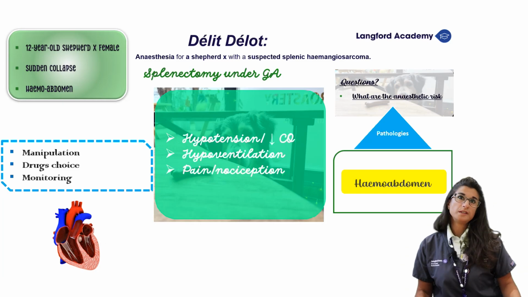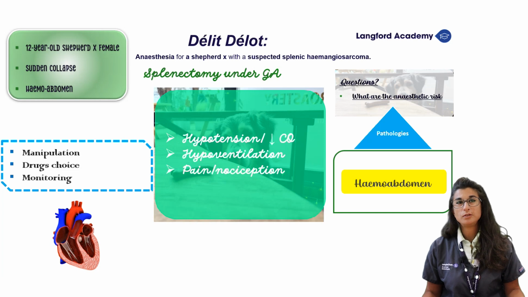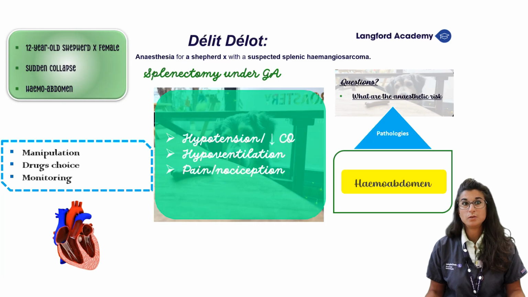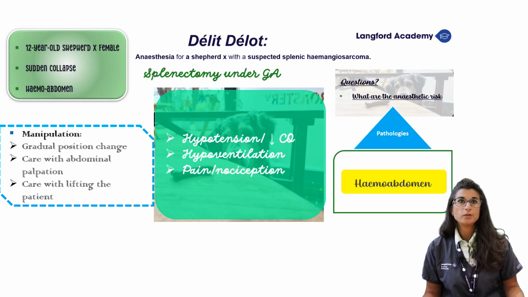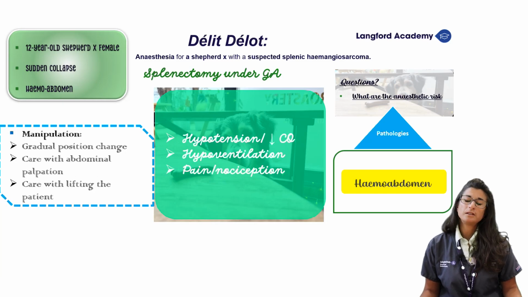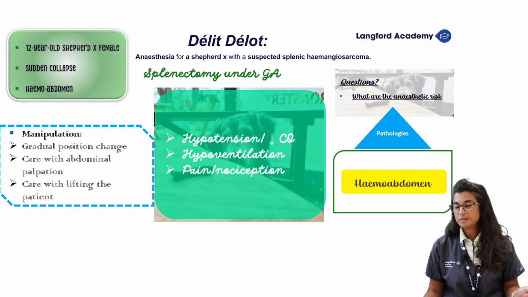So when you consider this patient with haemoabdomen, you have to think about 3 points: how you're going to manipulate them, the drug choices, and the monitoring you're going to use. Typically for manipulation, you want to do gradual position changes. For instance, changing from sternal to dorsal is probably not advised for a few reasons.